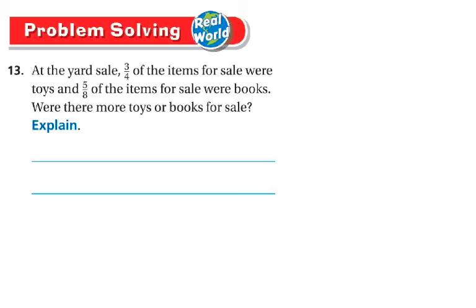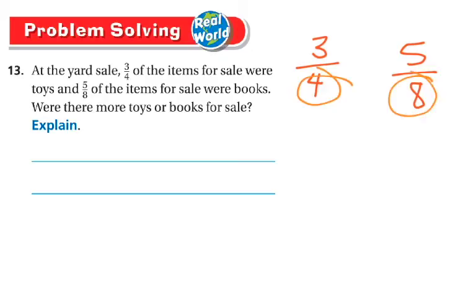Okay, at the yard sale, 3/4 of the items for sale were toys, and 5/8 of the items for sale were books. Were there more toys or books for sale? So I'm trying to compare 3/4 and 5/8. I want to get them to have the same denominator. Right now they don't.